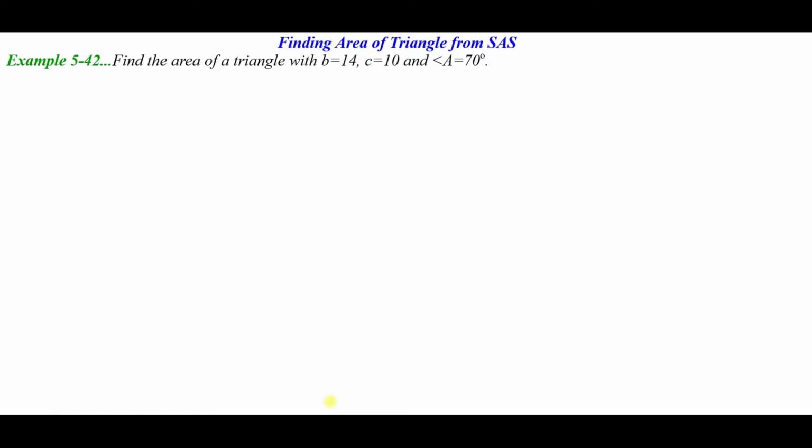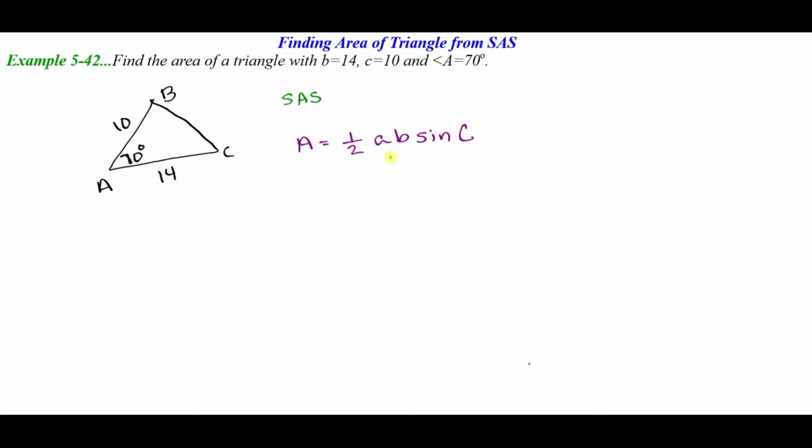Here's a second example. We want to find the area of a triangle with B is 14, C is 10, and A is 70. So again, I'm just going to make a quick sketch of a triangle here. I know angle A is 70. I know side B, so across from angle B is 14, and side C, so across from angle C is 10. So in this situation, I do have that side angle side situation. So then I can use the other area formula, which is 1/2 A times B sine of C. Now remember, it doesn't particularly matter what the specific letters are. Remember, this just means we're talking about two sides and the included angle.